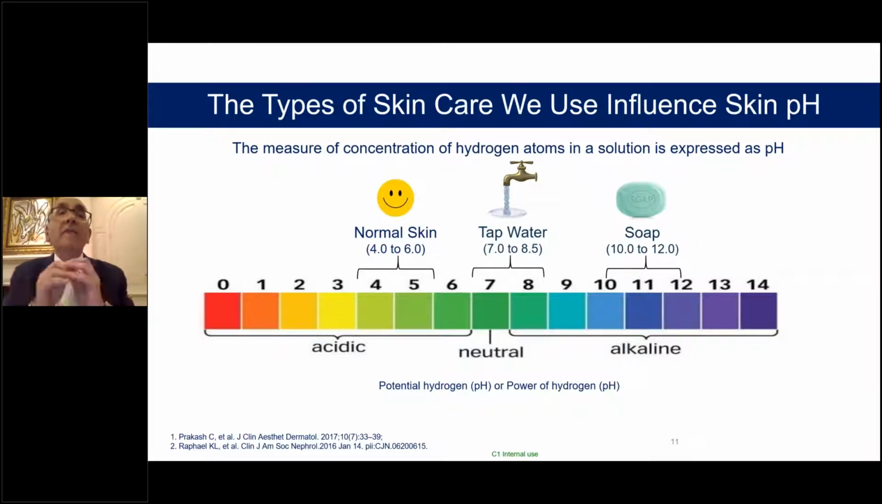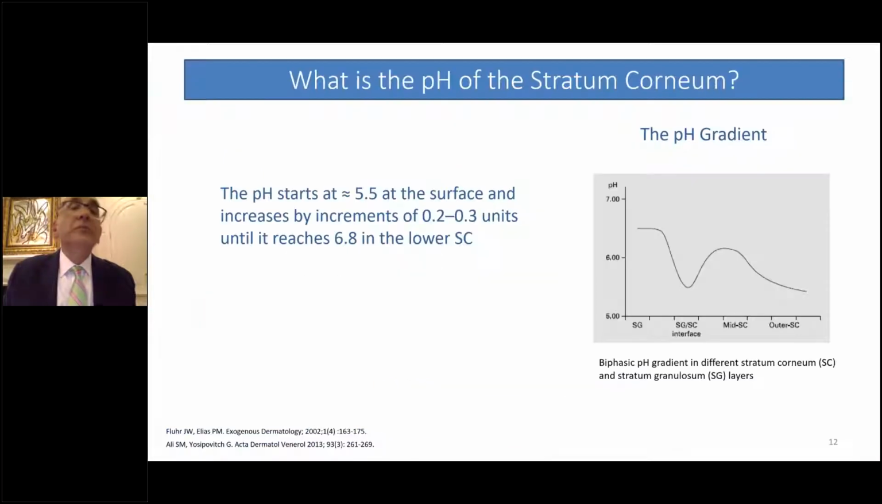Right here and then, we already destroyed the acid mantle of our skin on the hands if we're washing the hands just by using a soap and tap water. Right there, we already destroyed it. So let's take a closer look at this a little bit more. As we go down from the top to the bottom of the stratum corneum, the pH also goes up inversely about 0.2 to 0.3 units. At the bottom of the stratum corneum, it's about 6.8.